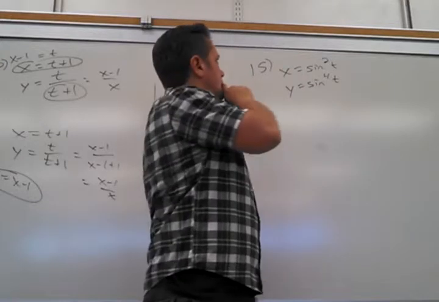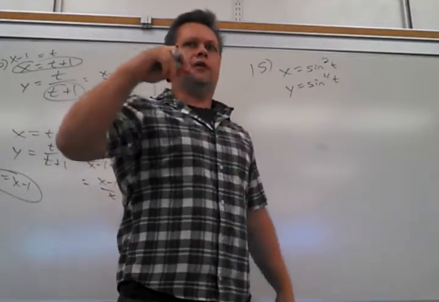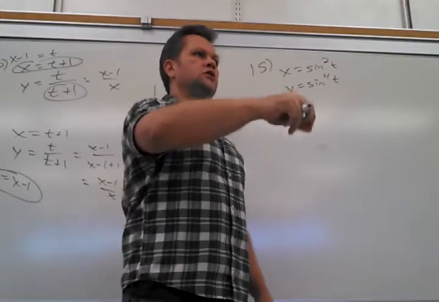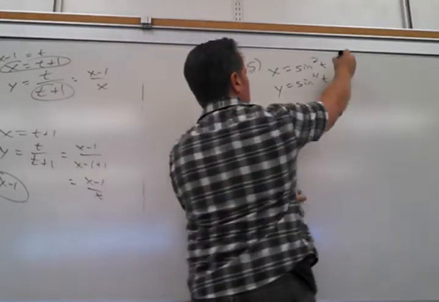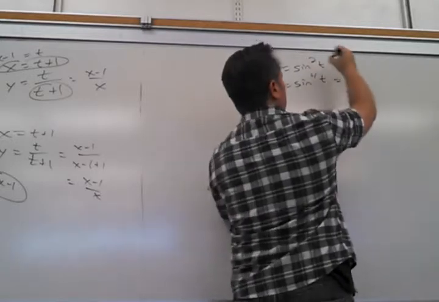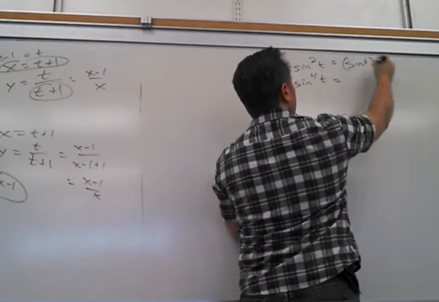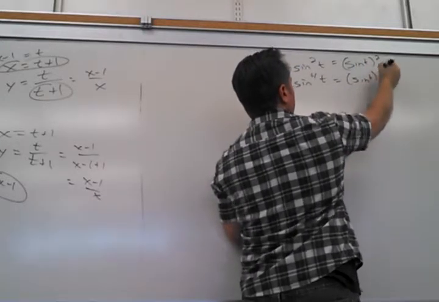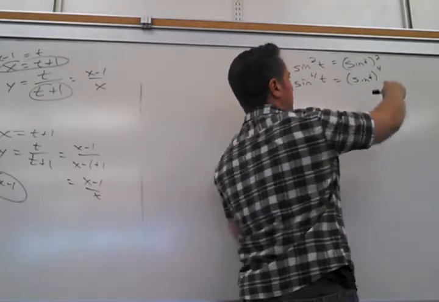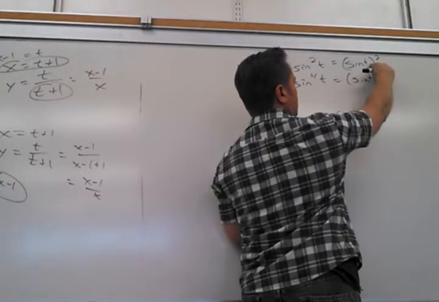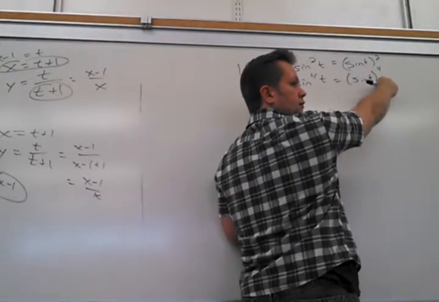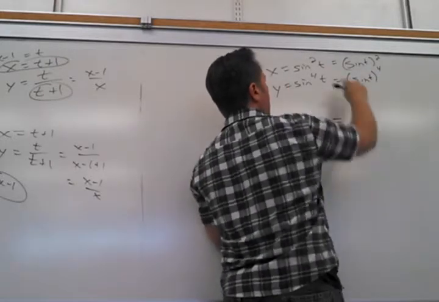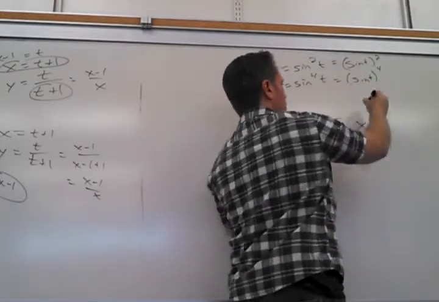The very first thing you look for when they ask you to eliminate the t is: is there already a direct relationship between what I see? Let me write this in a different way. What does sine squared t really mean? It means sine of t, whole thing, squared. And what does this mean? It means sine of t, whole thing, fourth power. So what would I do to this to make it this? Squared. So to get y, I would take what x is and square it.